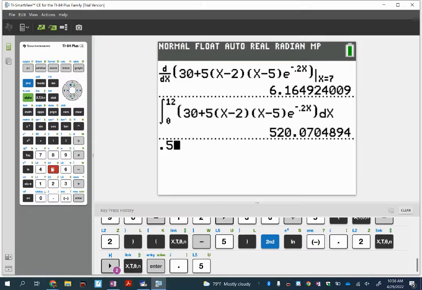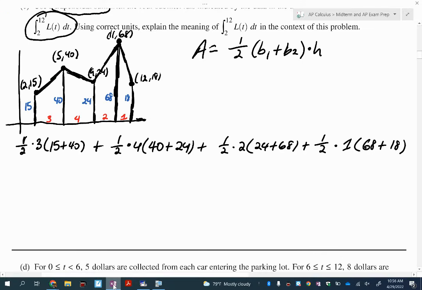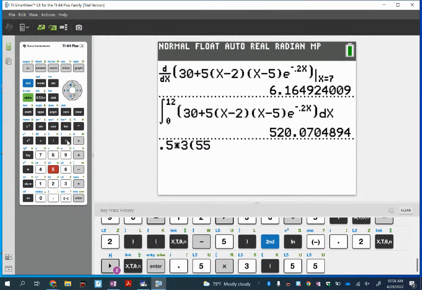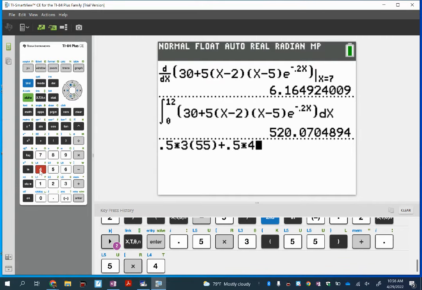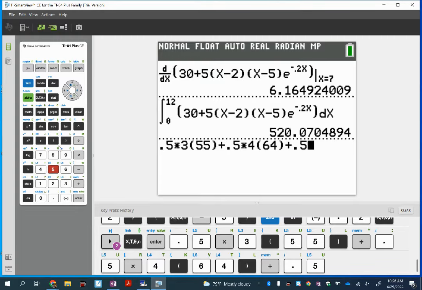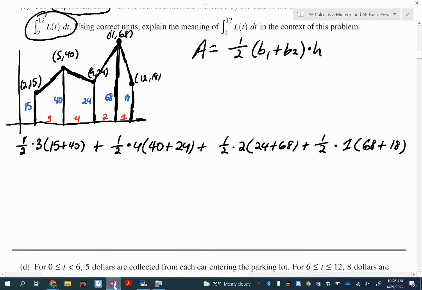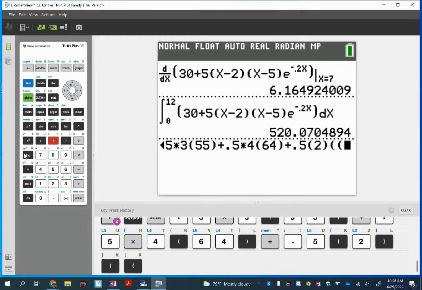So I have 0.5 times 3 times, what was that? 55 plus 0.5 times, was it 4 was the next one? Yeah, times 64 plus 0.5 times 2 times, oh, what is that? That's going to be 92. 68 plus 24, 92. Yeah, 92.